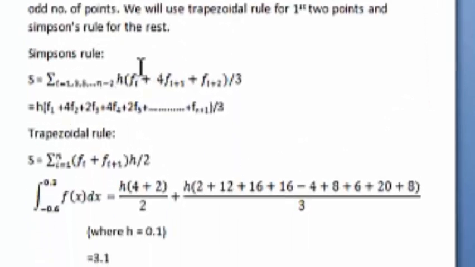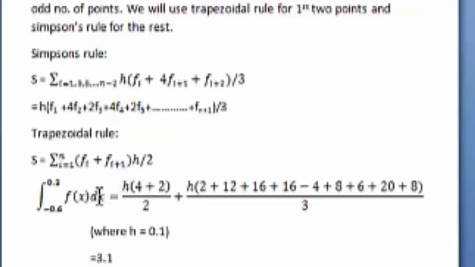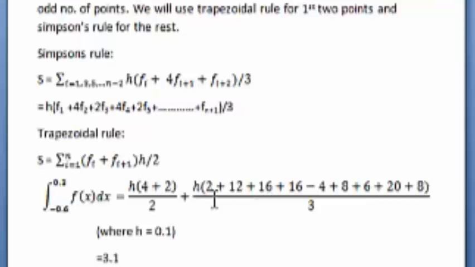Simpson's rule. We are using Simpson's rule, whose formula is as follows: summation, where i ranges from 1 to n minus 2, h into f of i plus 4 f of i plus 1 plus f of i plus 2, upon 3, and the trapezoidal rule is as follows. Now we have to integrate, so by using the values from the table and putting these values in both the formulas, we have integrated it, and finally we get the answer 3.1.